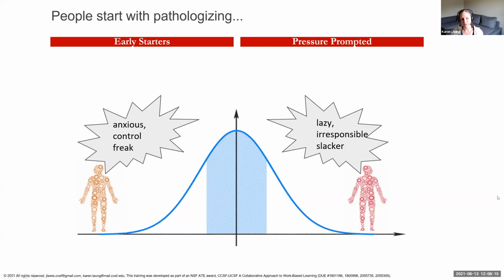I'm going to pause a second on this one and talk a little bit more about it, because it is one that people really tend to pathologize a lot, the difference between early starters and pressure prompted. This is really just a spectrum where early starters are sometimes labeled as being anxious or control freaks, and pressure prompted people are labeled as being lazy or irresponsible or slackers. But really this is how these individuals do their best work. If you take someone who is an early starter and force them to work right close to the due date, they probably are not going to do their best work.